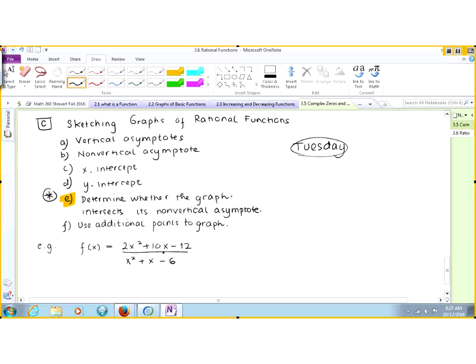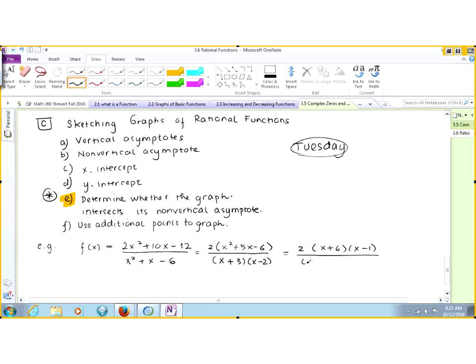Okay. Good. So 2x squared plus 10x minus 12 divided by x squared plus x minus 6. Let's see if we could factor this out first. What would you do here? So 2 times x squared plus 5x minus 6 divided by, is this factorable? What is it? X plus 3, x minus 2? Yes. How about the top? Is this factorable? What is it? X plus 6, x minus 1?